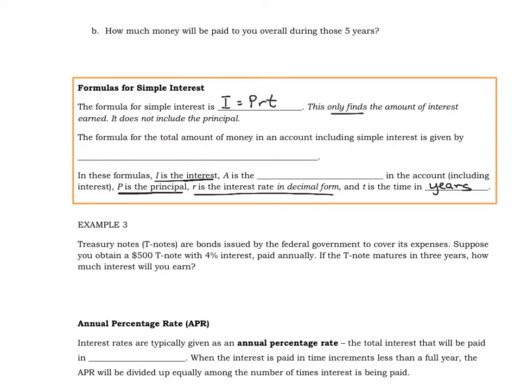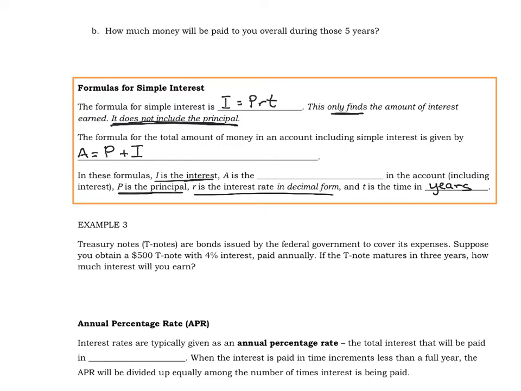This only finds the amount of interest earned. It does not include the principal. This is very important, as some students have a tendency to use the wrong formula. The formula for the total amount of money in an account, including simple interest, is given by the following. At the most simple level, when you're paying somebody back, you have to pay back how much you borrowed, that's the principal, plus the fee, that's the interest, that they charge you for borrowing their money.